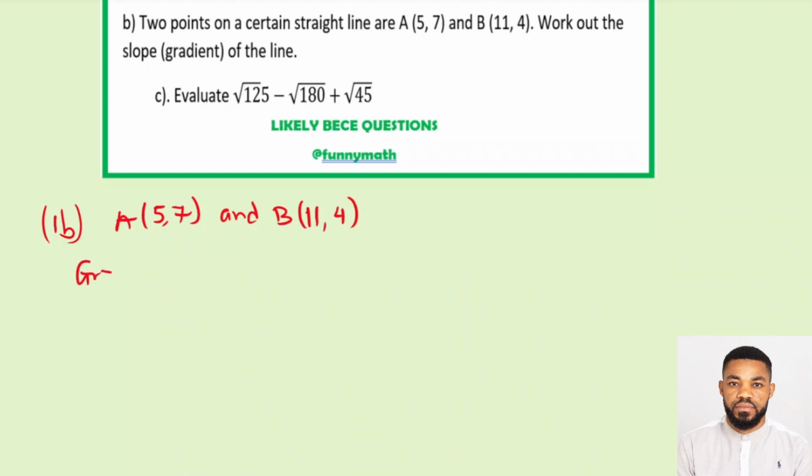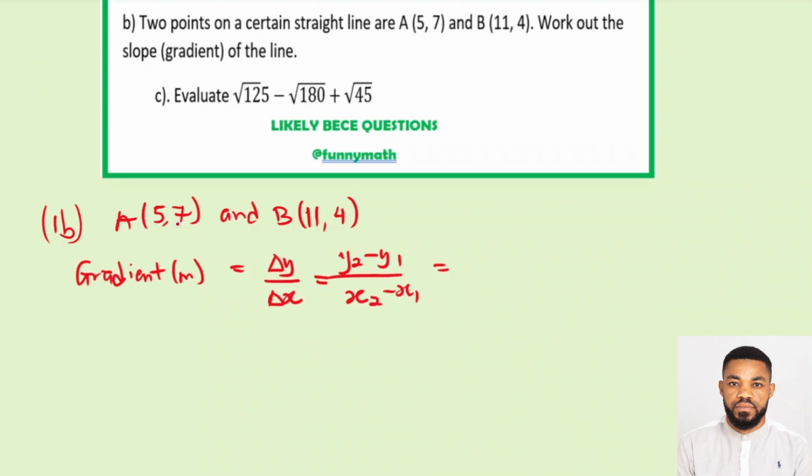We know that gradient, which is denoted by the letter M, the small letter m, is equal to change in Y over change in X. This formula. And now when we say change in Y, it means the difference in the Y values. Change in X means the difference in the X values. The difference means we're going to get Y2 minus Y1 over X2 minus X1. So that is what you have to know. Now the question is, how do we get this Y1, Y2, X1, X2? They are just here.